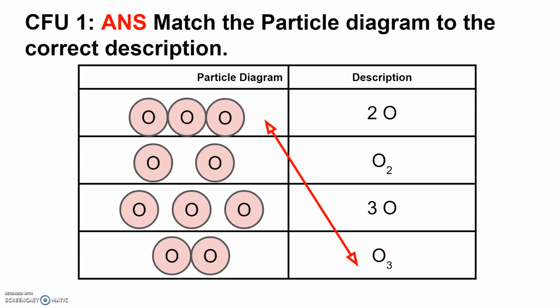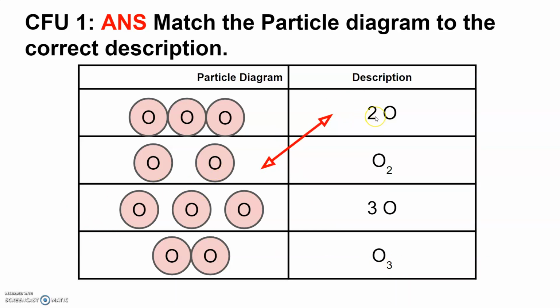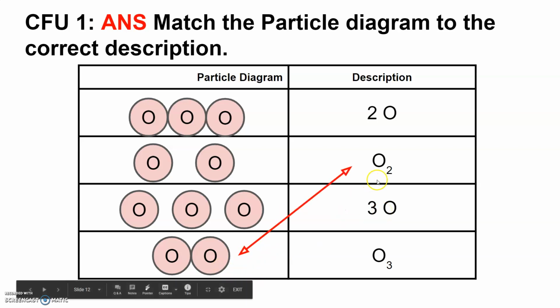Okay, so for the first one, because they're connected, we're going to use the subscript O3. For the second one, we have 2 separate oxygen atoms, so we use the coefficient of 2. Here we have 3 separate oxygen atoms, so we use a coefficient of 3. And here we have 2 oxygen atoms connected together, so when they're connected, we use that subscript. So this is the answer for CFU1.